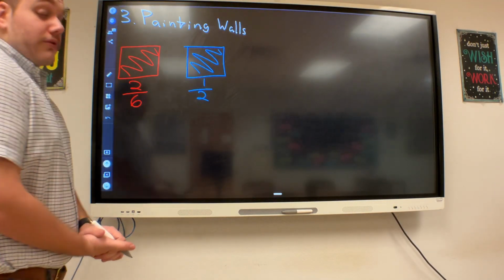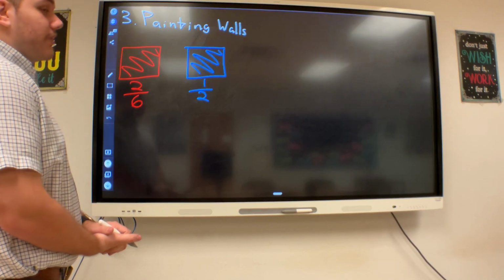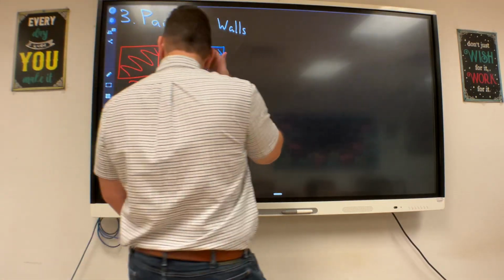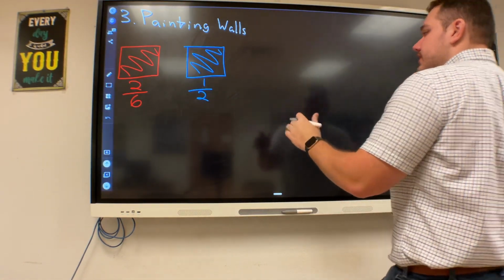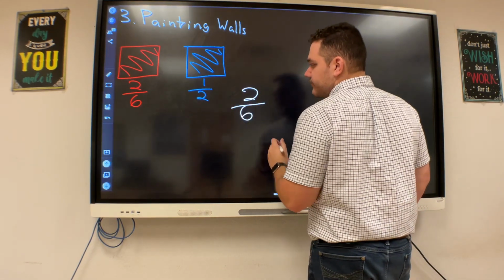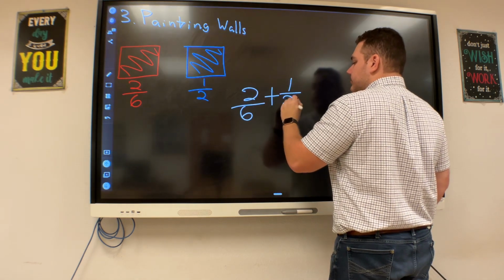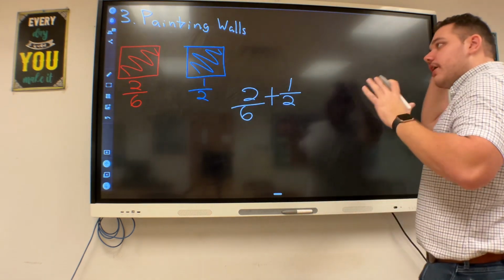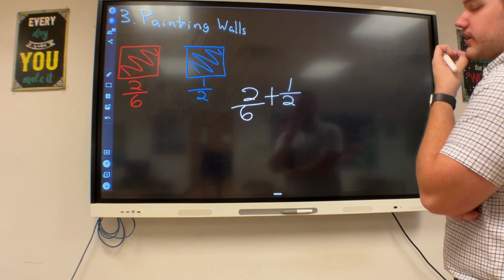And so now number 3, this is our last one. We have somebody trying to paint the walls in their bedroom. And for some reason, they're trying to paint one wall red, and they're trying to paint the other wall blue. And so the red wall is 2/6 of the way done, and the blue wall is 1/2 of the way done. So altogether, how much of this room is painted? How much of this project is complete?